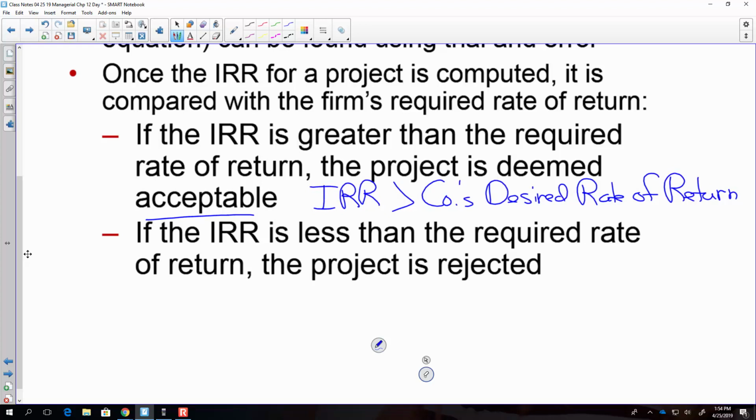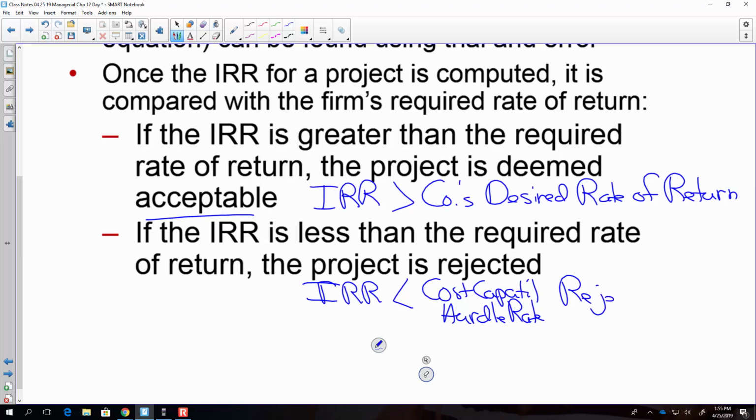Obviously, if it's less than, and this is also on page 656, if the internal rate of return is less than the cost of capital, hurdle rate, desired rate of return, then we reject it. We reject the project. So know that for the test.